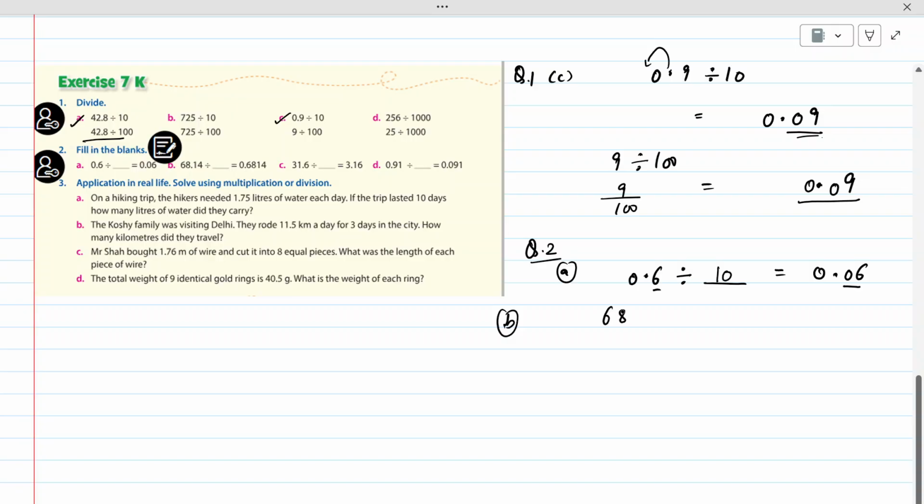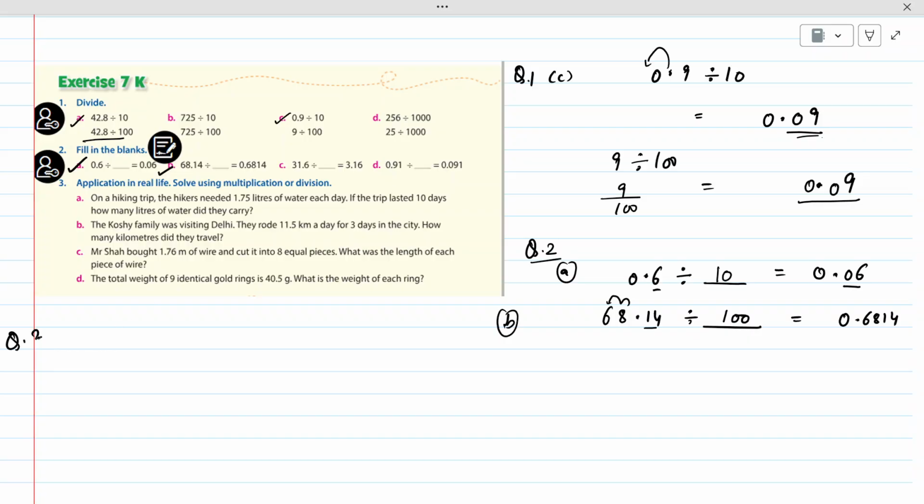We have 68.14 has to be divided with something so that we get 0.6814. So when we see this, these two numbers are already after the decimal. Now this decimal is shifting two places on the left. It is reaching here. See, it is 0.6814 now. That means we have to divide this with something which has two zeros. So it is 100. When we are dividing this with 100, it will shift two places on the left. Okay, so we have done this. Next two questions I'm leaving as homework. They are very, very easy.